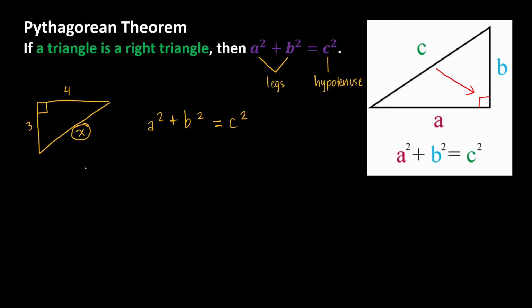So let's fill in the information that we know. 3 is a leg. Let's replace A with 3. 4 is also a leg. Let's replace B with 4. And the hypotenuse is x. Let's replace C with x. So now we need to solve the equation for x to find the length of the hypotenuse of this right triangle.